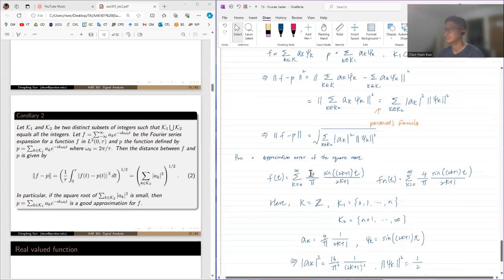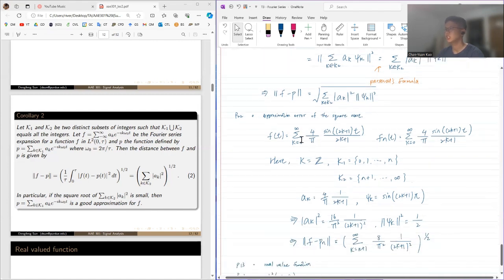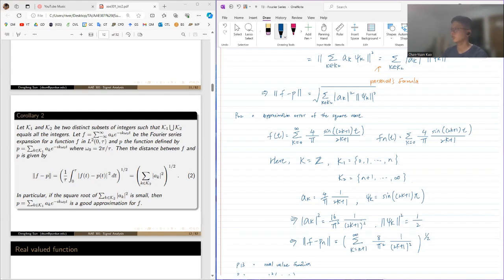And now let's see how we can apply this result to compute the approximation error of the square wave that we have just seen. So in this example, f of t is equal to the summation of 4 over pi times sine of (2k plus 1) times t over (2k plus 1), and k is from 0 to infinity. And its approximation, on the other hand, will be summing from k equals 0 all the way to k equals n instead.